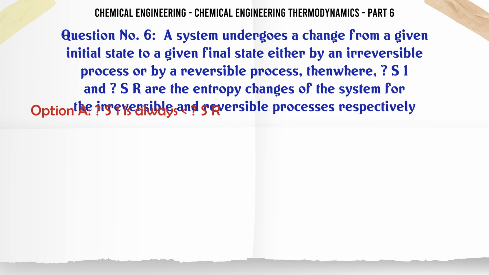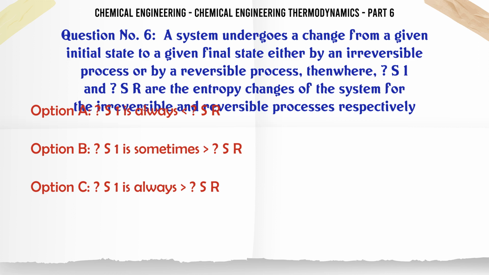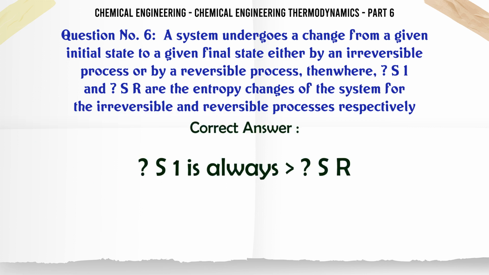A system undergoes a change from a given initial state to a given final state either by an irreversible process or by a reversible process, where S1 and SR are the entropy changes of the system for the irreversible and reversible processes respectively. A) S1 is always greater than SR. B) S1 is sometimes greater than SR. C) S1 is always less than SR. D) S1 is always equal to SR. The correct answer is S1 is always equal to SR.